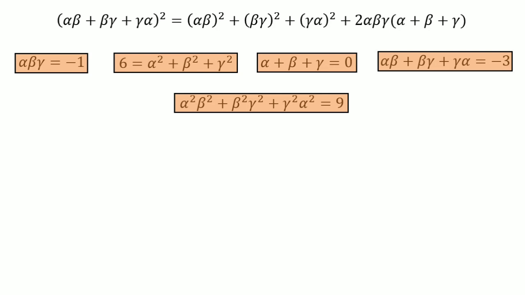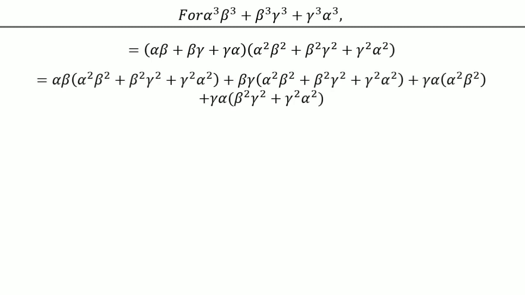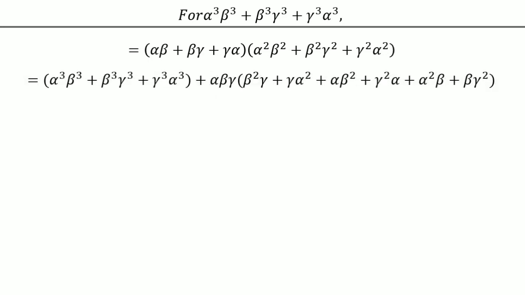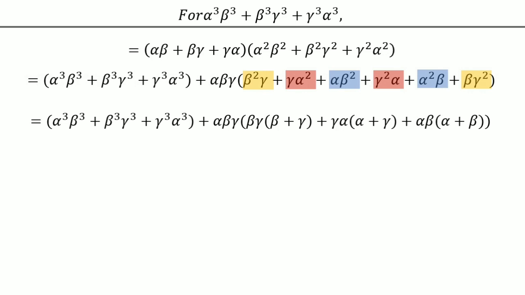Now we do the same thing for (alpha beta)^3 + (beta gamma)^3 + (gamma alpha)^3. For this we just multiply alpha beta plus beta gamma plus gamma alpha with (alpha beta)^2 + (beta gamma)^2 + (gamma alpha)^2. Now opening the parenthesis completely, we take these things common on one side, and from the rest we take alpha beta gamma as common, making the pairs of that and taking common things, so finally we have this.